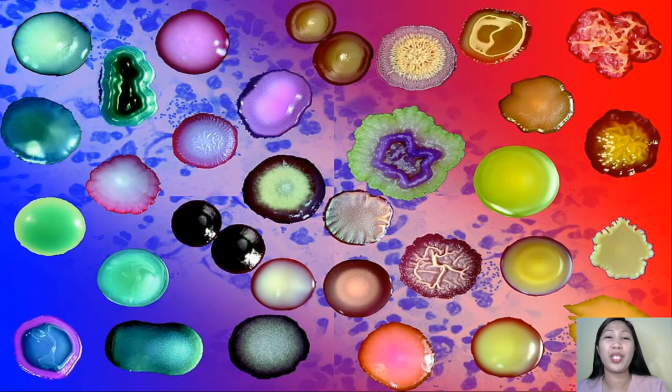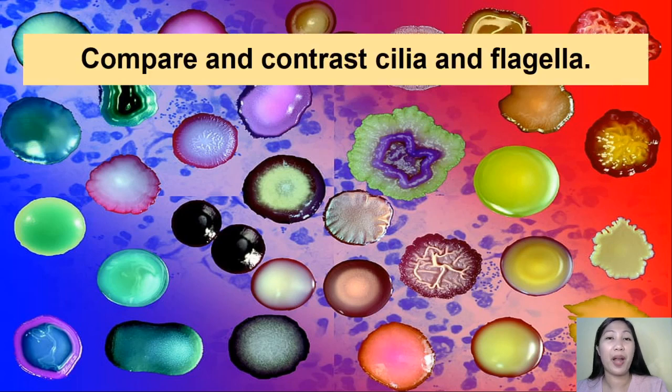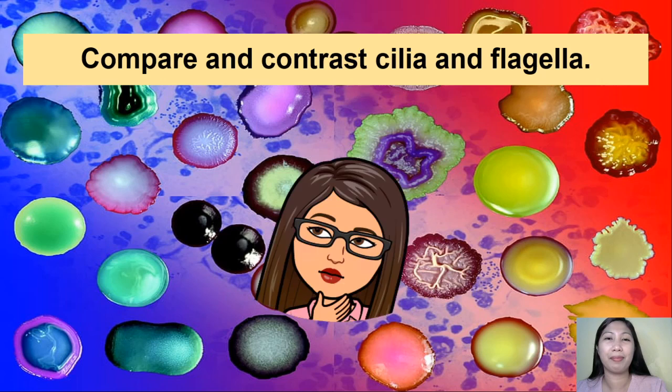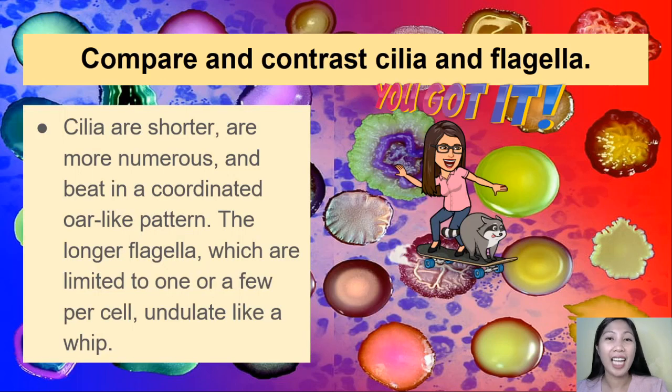Now let's answer this question. Compare and contrast cilia and flagella. You got it! Cilia are shorter, are more numerous, and beat in a coordinated oar-like pattern, while flagella are longer, are limited to one or a few per cell, and undulate like a whip.